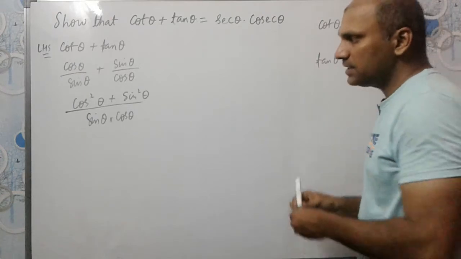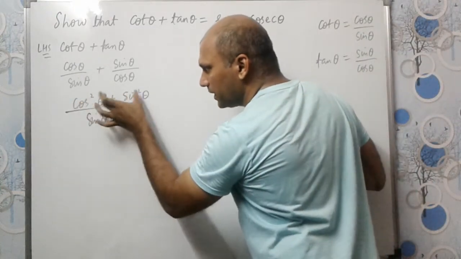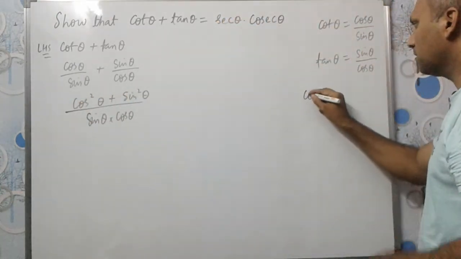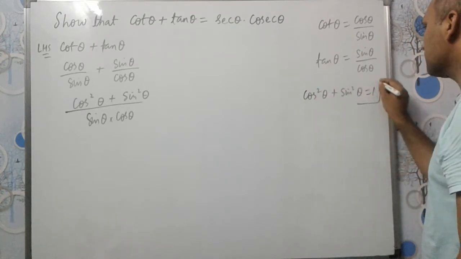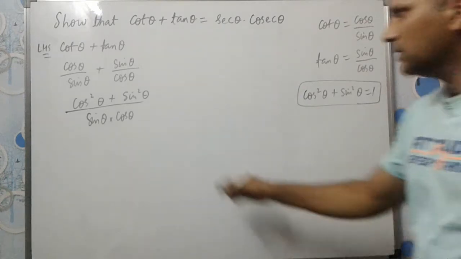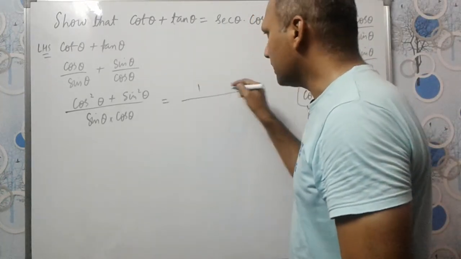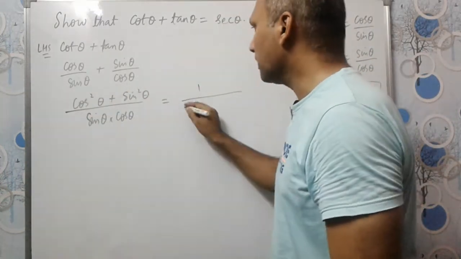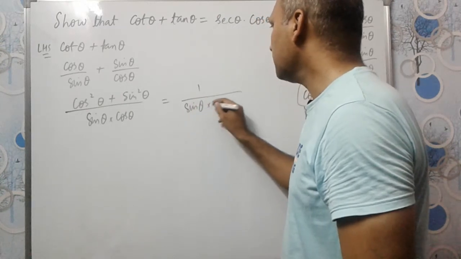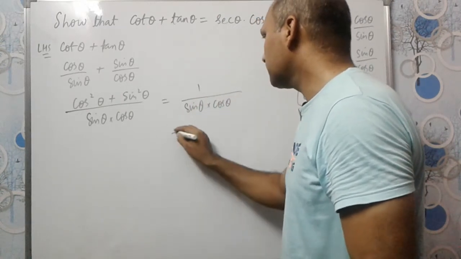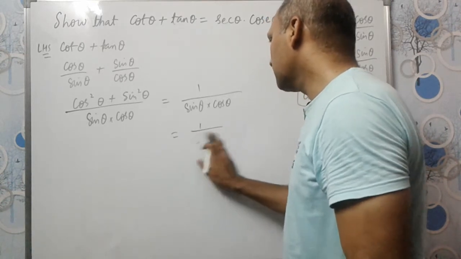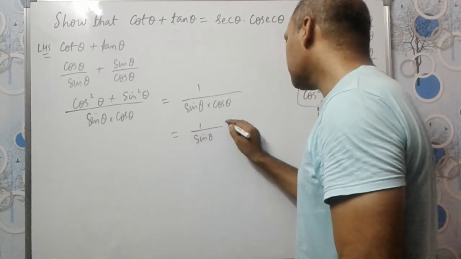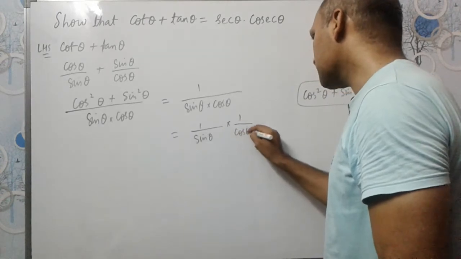Okay, but this is an identity, right? Cos square theta plus sin square theta is equal to 1. This is the formula. So this whole numerator will become 1 divided by sin theta and cos theta. Okay, we can write it as 1 by sin theta, 1 by cos theta.